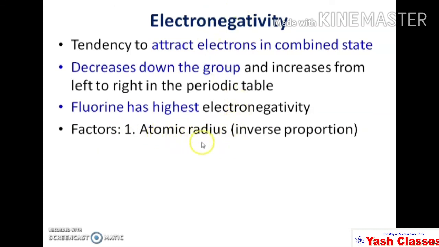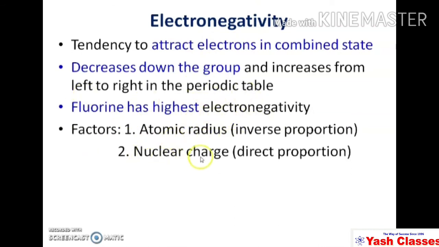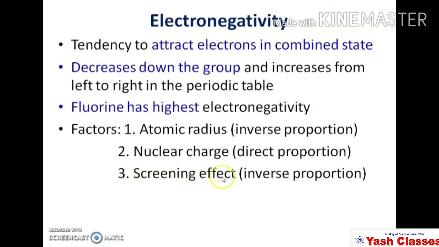Electronegativity depends upon atomic size. The smaller the atomic radius, the greater is the electronegativity. It depends upon nuclear charge. The greater the nuclear charge, the greater is the electronegativity. It depends upon the screening effect, and it is inversely proportional to the screening effect. The greater the screening effect, the lesser is the electronegativity.